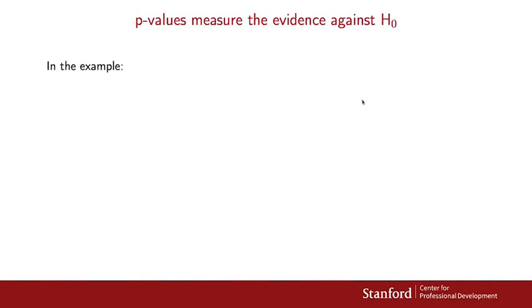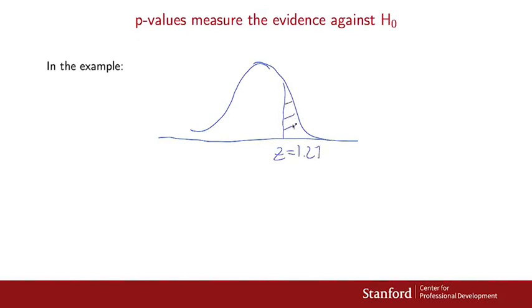Let's look at our example about coin tossing. We have an observed z statistic of 1.27. So that's somewhere here. It turns out the area to the right of 1.27 is 10.2%.